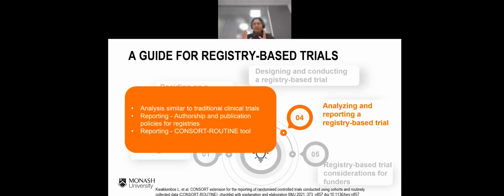And additionally, it was highlighted in our scoping review about reporting. So the reporting, particularly about registry characteristics, was pretty poor in all of the publications. So this guide provides practical examples of how to apply the CONSORT-ROUTINE tool to reporting of registry-based trials. So CONSORT-ROUTINE is actually an extension of the CONSORT statement, which was published in 2021. And it includes additional details on reporting of trials that use routinely collected data, such as registry data.